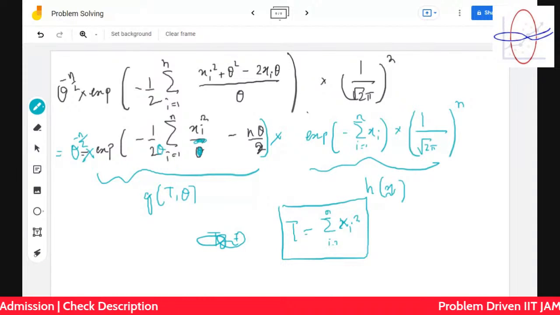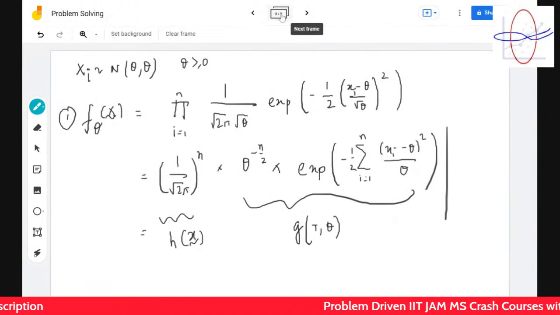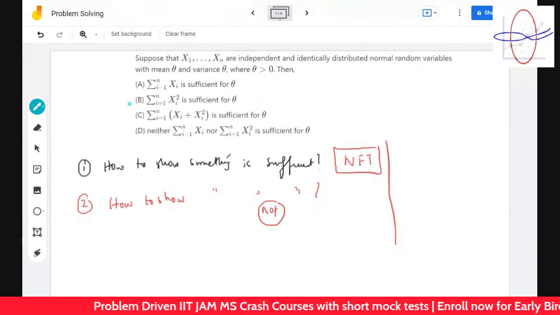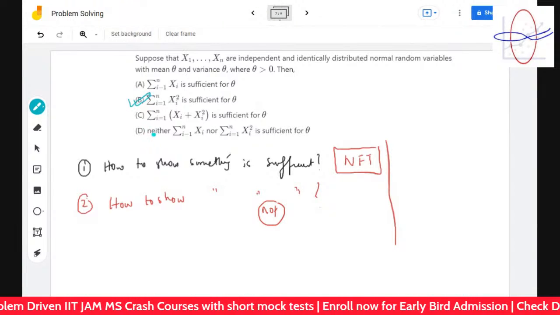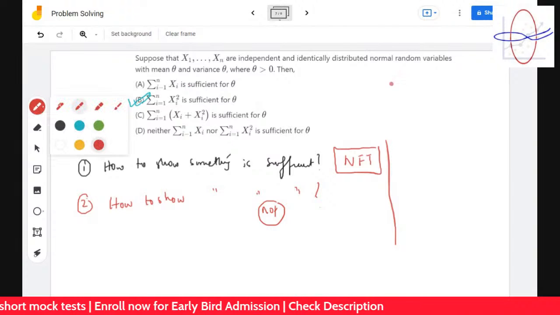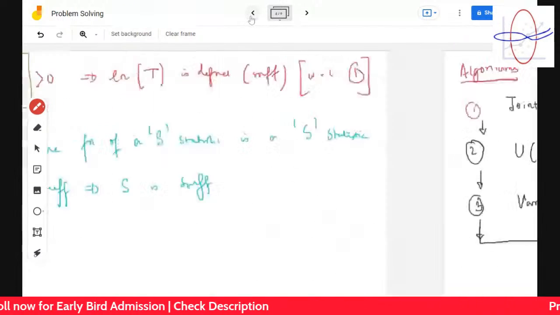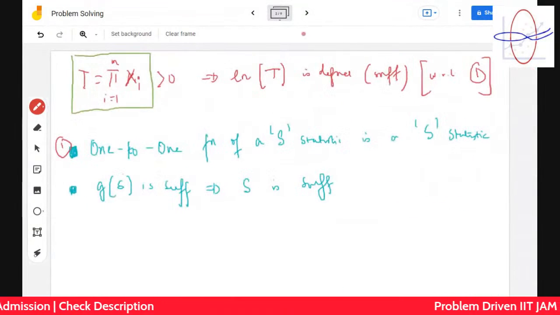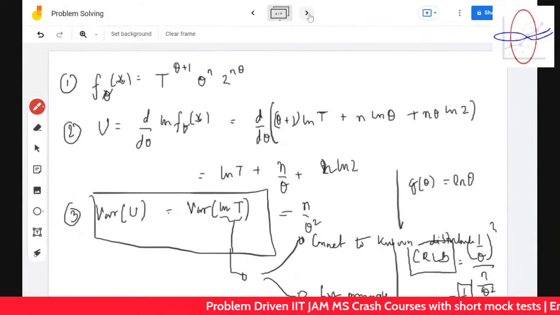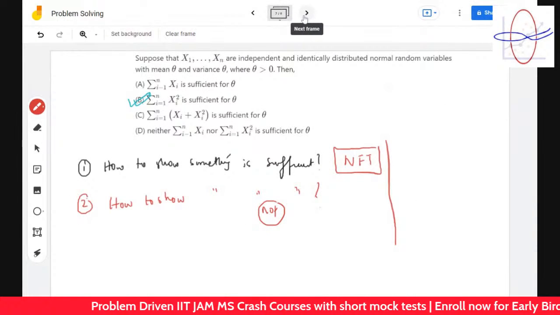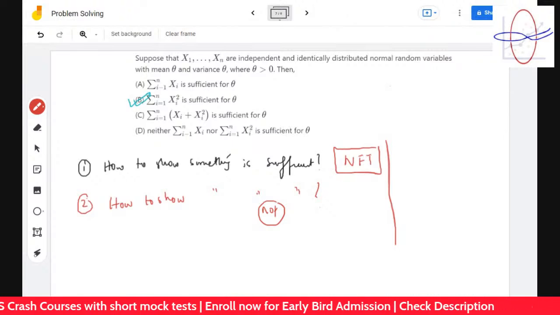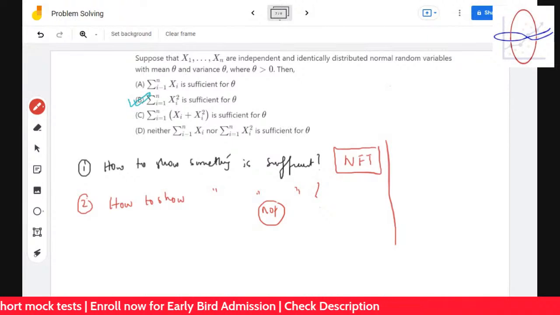Very good. So now we have seen that summation xi square is sufficient for theta. It's fine. But what about the other cases? So we have found out summation xi. Now we know results about sufficient statistic. That if one-to-one function is this, and g of S is sufficient, then S is sufficient. Okay. Also there are a lot of other cases. So I have done the results with you guys. Let me do it again.